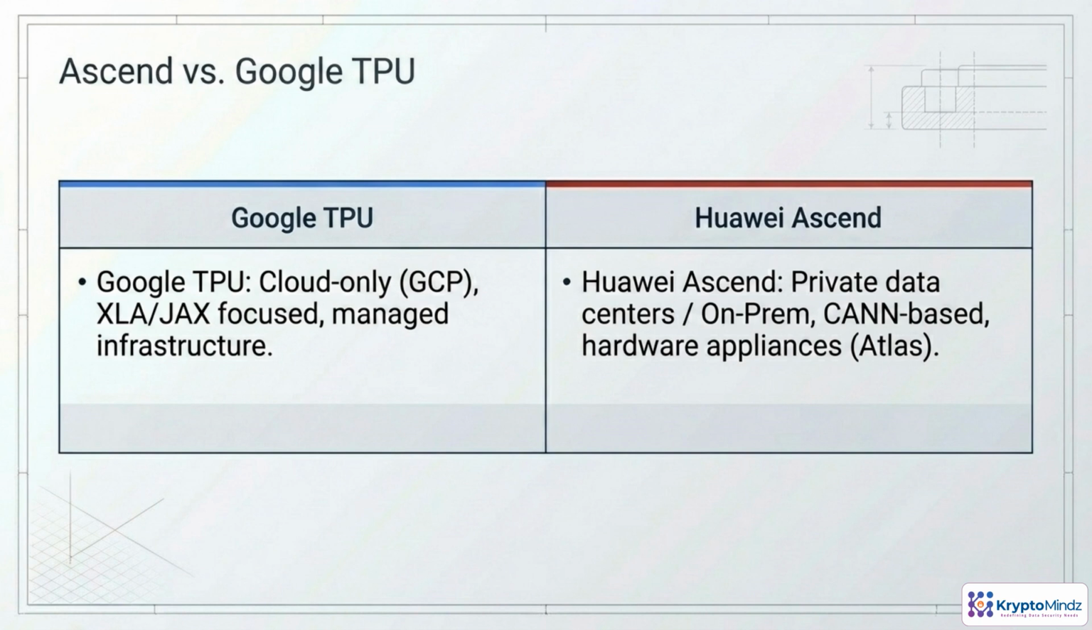The next big difference is where and how you can run each platform. Google TPUs are tightly integrated with Google Cloud. You get managed infrastructure, pay-as-you-go pricing, and workflows centered around TensorFlow, JAX, and XLA. Ascend aims at the opposite end of the spectrum, private data centers and on-prem deployments, using Huawei's CANN stack and Atlas appliances. So think managed cloud service for TPUs versus hardware platform you own and operate for Ascend.